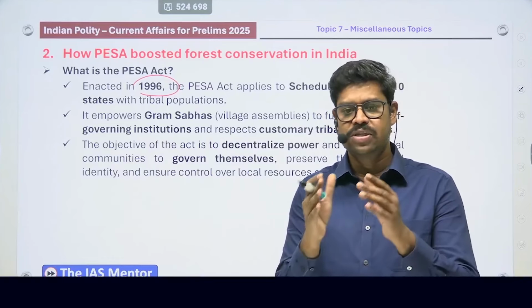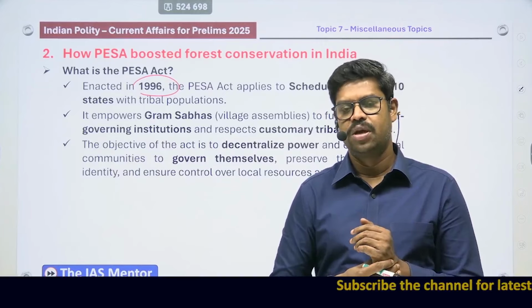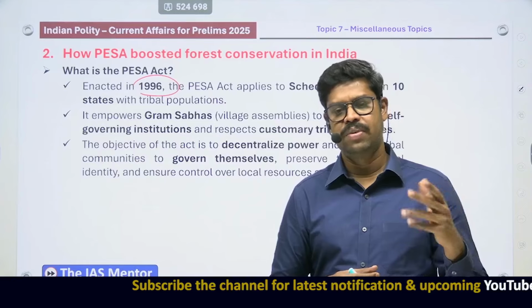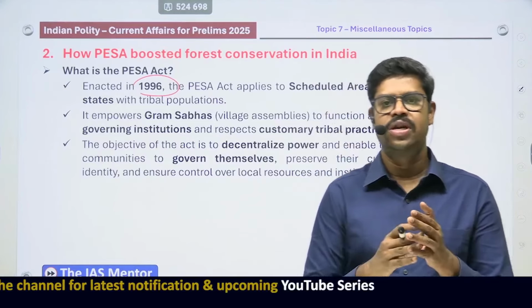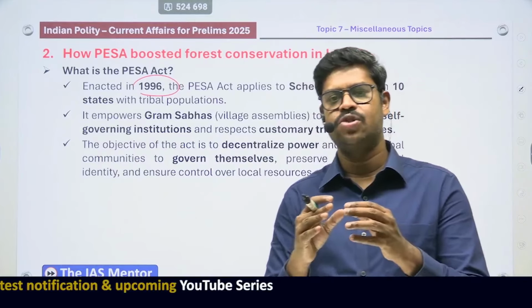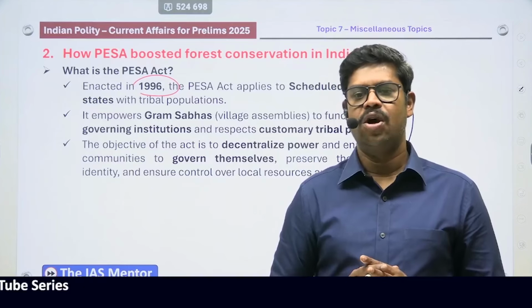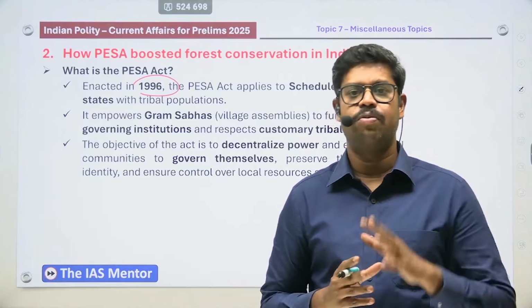But when it comes to the scheduled areas, which are covered under Schedule 5 of the Constitution, they are today there in 10 states in our country. It may be extended to other areas also. Under the Schedule 5 of the Constitution, it is the President who will determine which areas can be brought under what are called scheduled areas.